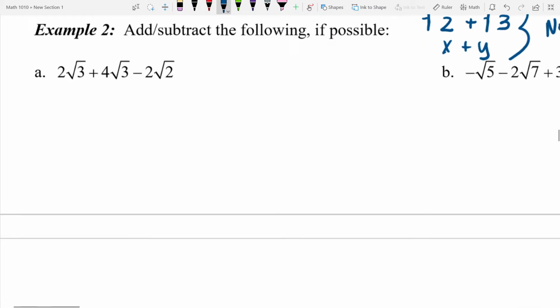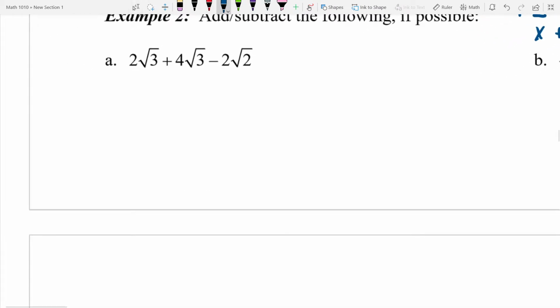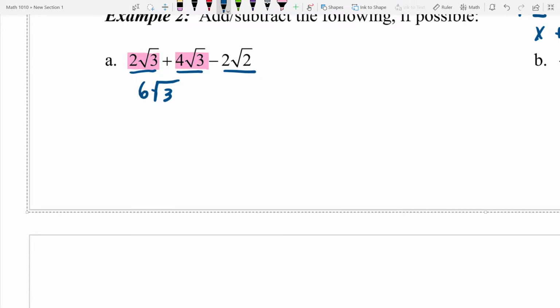Okay? So everybody look at question 2. Look. Here's a term, and here's a term. This guy right here has a square root of 3, and this guy has a square root of 3. This guy at the end, he's different. So I can't add it together. But when I add those together, it's going to have a square root of 3. And then in front, 4 plus 2 is 6, like that. And then the 2 square root of 2 just comes behind, and that's it. Like literally, that's your answer.